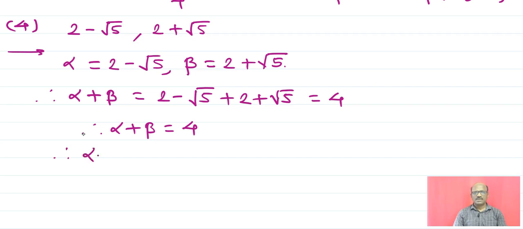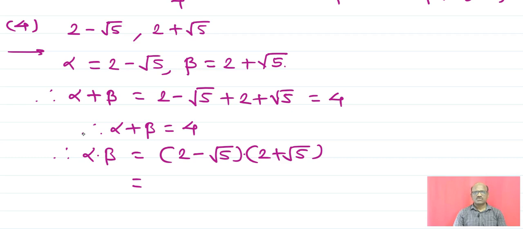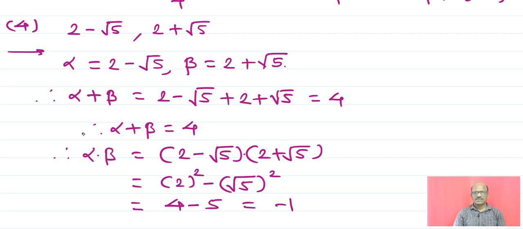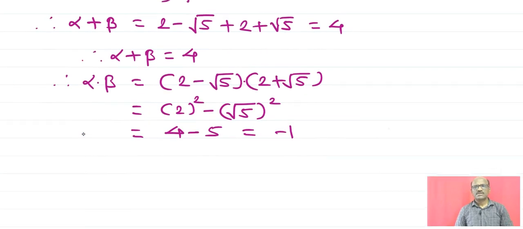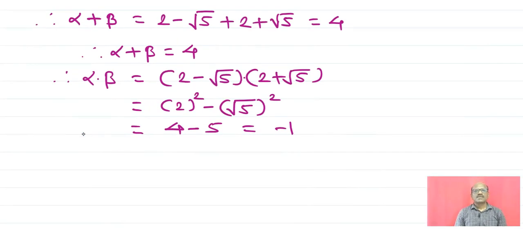Alpha into beta, alpha dot beta, is equal to (2 minus root 5) in the first bracket, (2 plus root 5) in the second bracket. That is (a minus b)(a plus b), which is a square minus b square, so 2 square minus (root 5) square, that is 4 minus 5, which is minus 1. Therefore alpha into beta is minus 1.